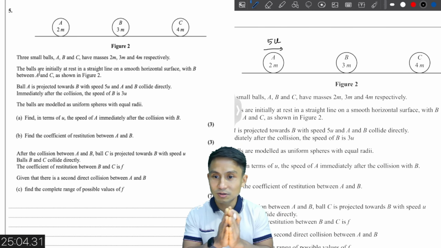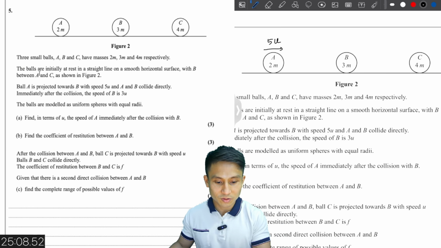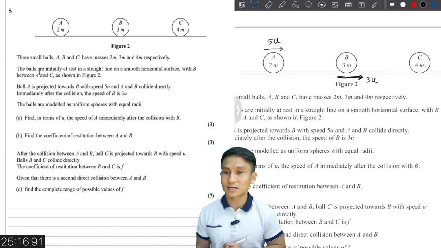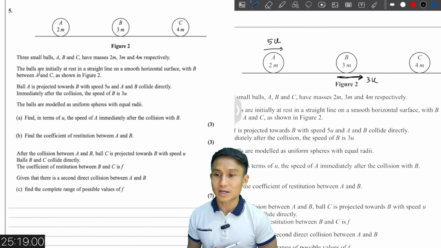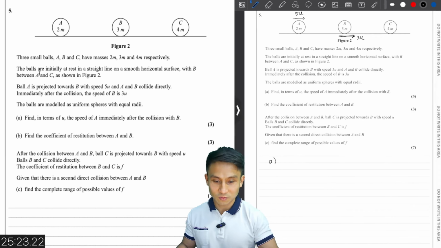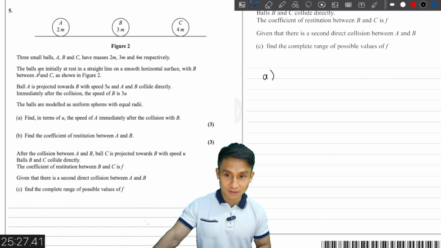A and B collide directly. Immediately after the collision, speed of B is 3u. Okay, so I'm just going to draw down here. After the first impact is just 3u here. The balls are modeled as uniform spheres with equal radii. A, find in terms of u the speed of A immediately after collision with B. Okay, just consecutive here. So conservation of linear momentum.